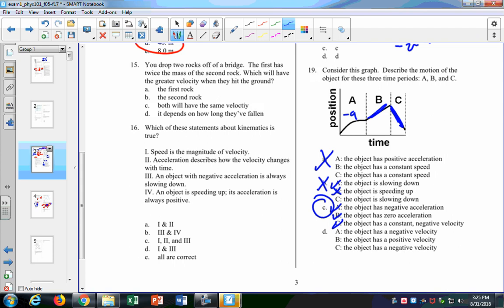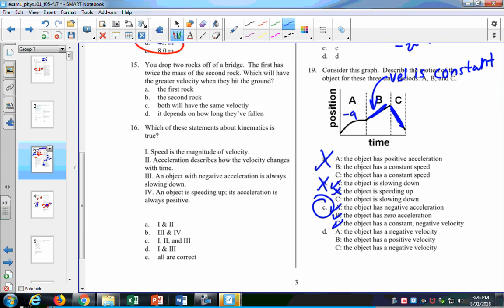Isn't that a great question? Why is the acceleration 0? Can you explain that? Oh, because in part B, the velocity is constant. Right, the slope of that thing doesn't change right there. And so if the velocity is not changing, that means the acceleration is 0. You follow? Yeah.